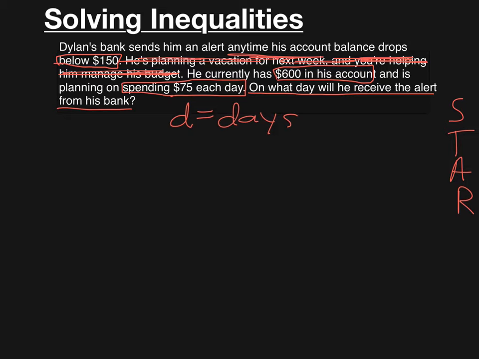So now we can write an inequality to represent this. We know that we want to know when his account is below 150 or less than 150. When is it going to be less than 150? Now we can represent the amount in his account by starting with $600, so that's where he starts at, and he's spending $75 each day. The amount is going to decrease by $75 each day, so we need to multiply 75 by the number of days. And here we have this inequality.